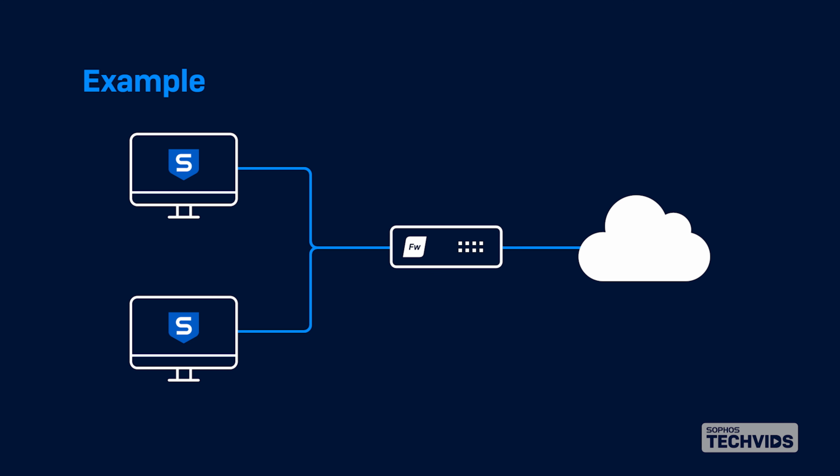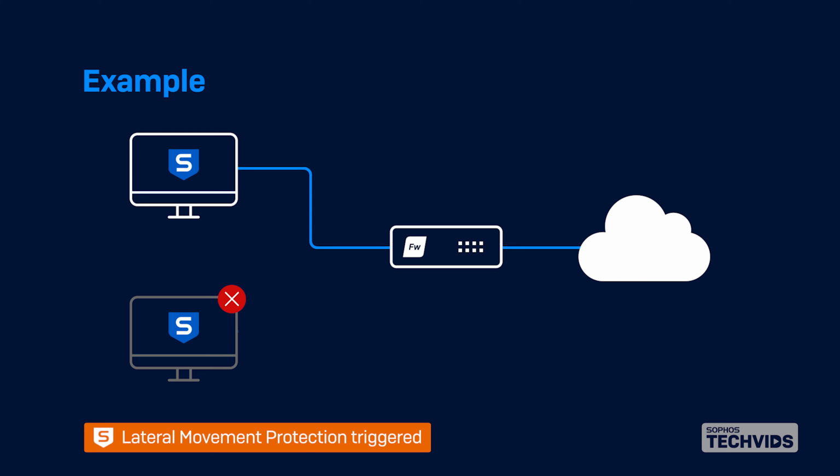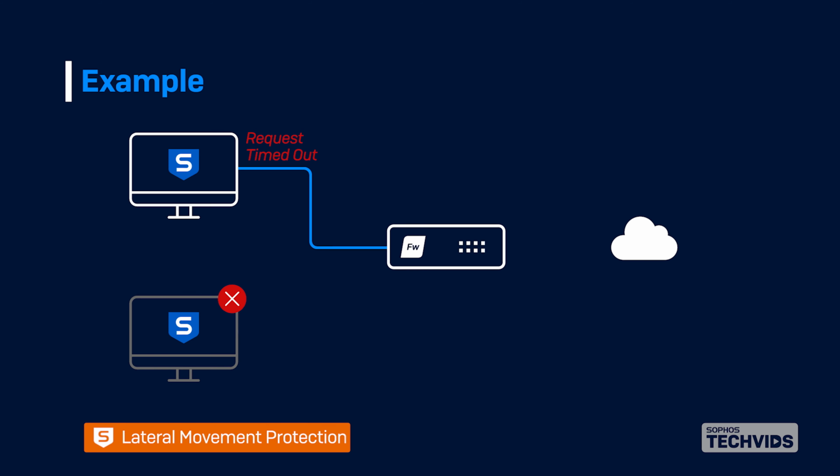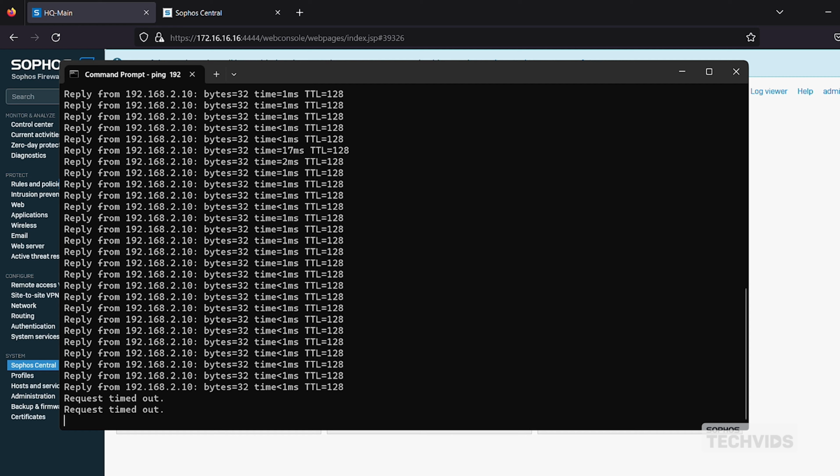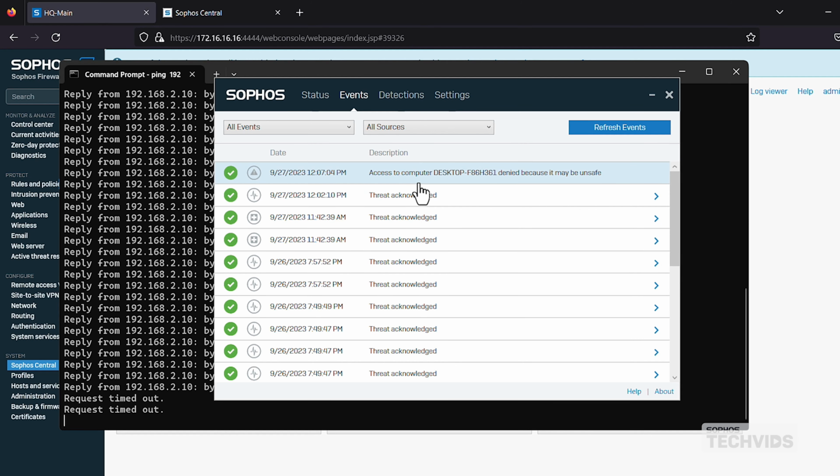Now, I'll try to access the malicious domain from the other endpoint. And here, the ping is blocked immediately, which means lateral movement protection has triggered. In the endpoint, I also see an event that access to this computer is blocked. So that's lateral movement protection in action.